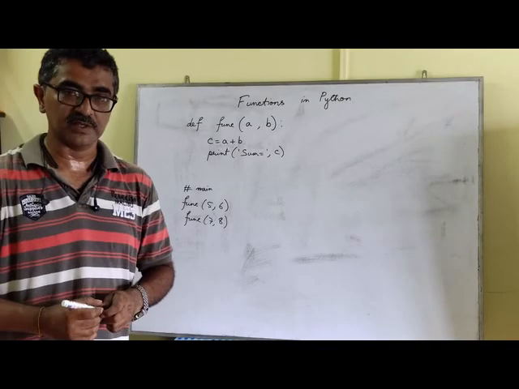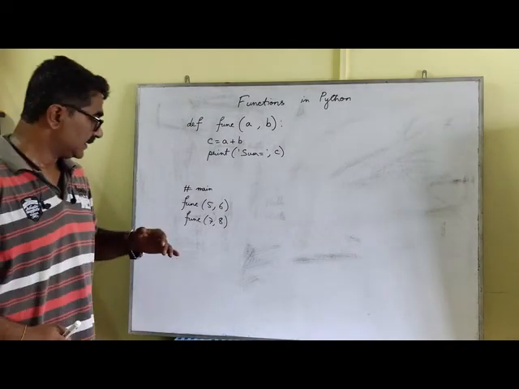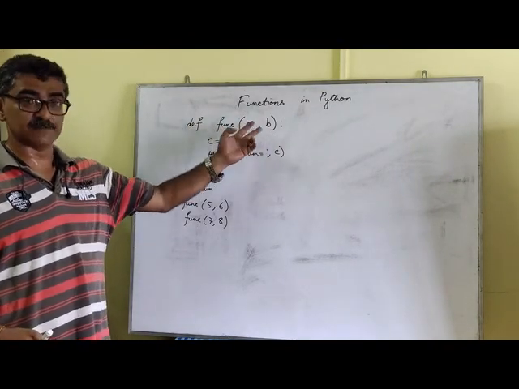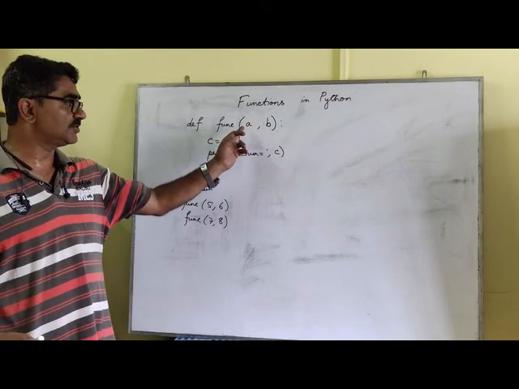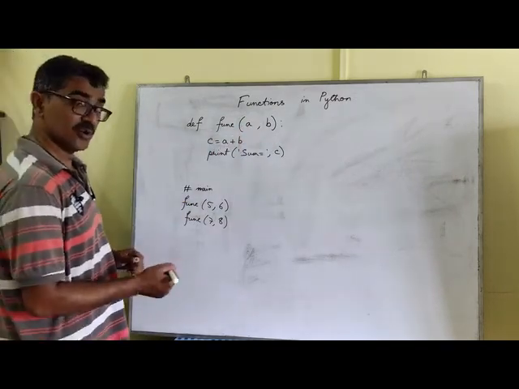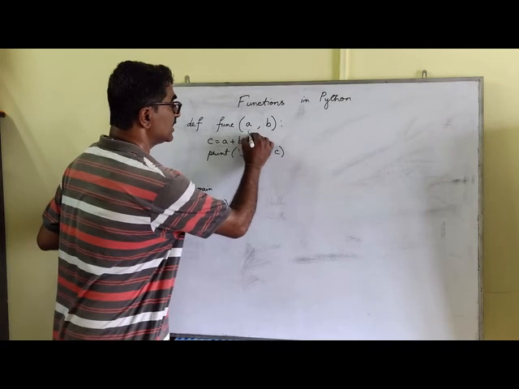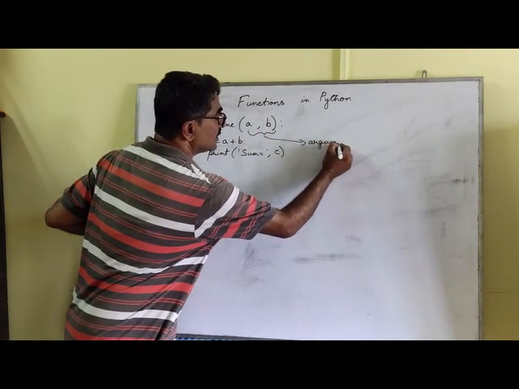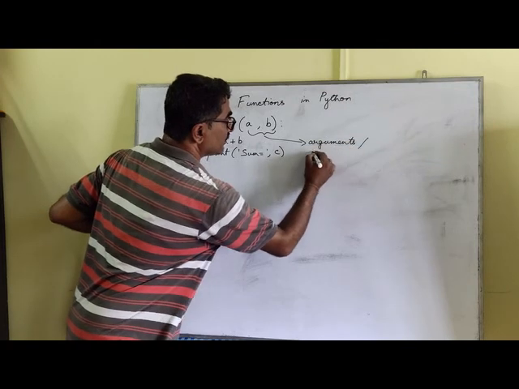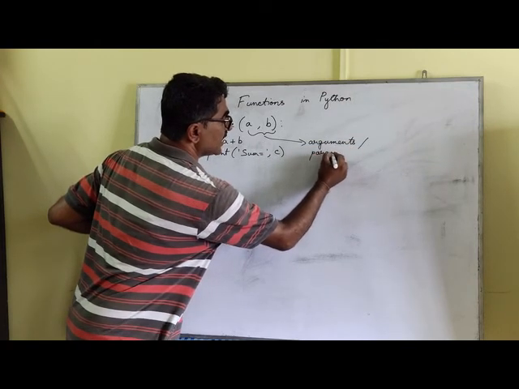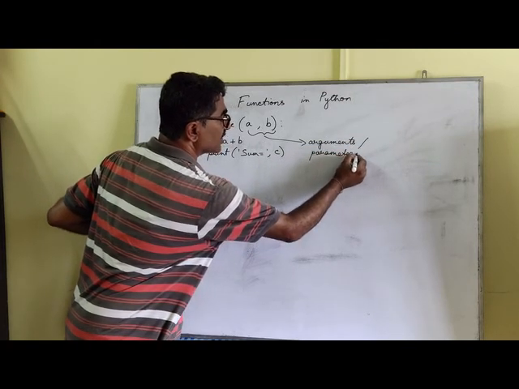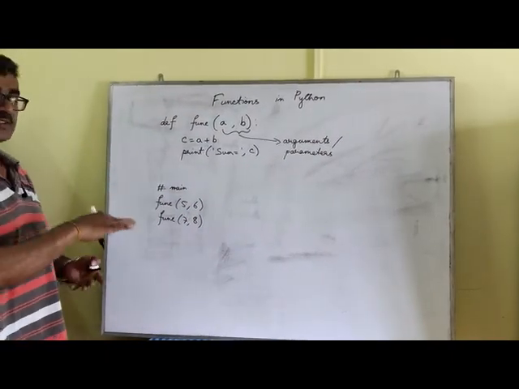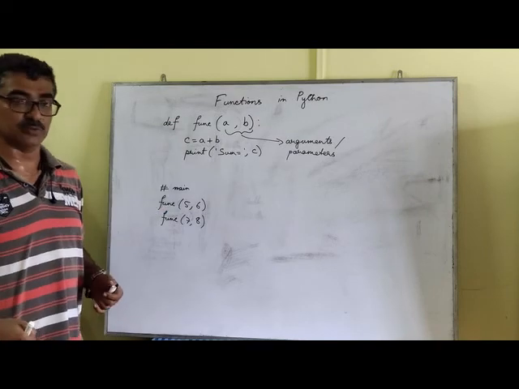Now let us see what is happening over here. I have defined a function which takes two elements as parameters. You can see there are two values a and b. These are called parameters, or strictly speaking, arguments. This is to take values from outside the function environment. So if we want to pass some values from outside the function environment, we use such arguments or parameters.